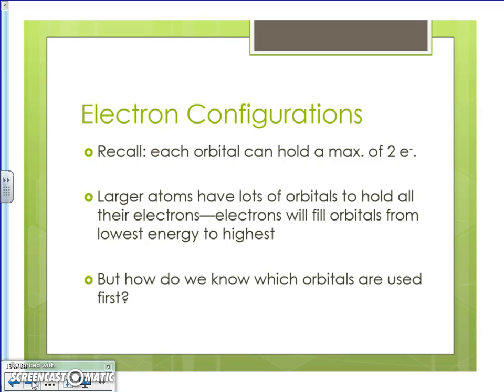So remember, each shape holds 2 electrons. Larger atoms have more orbitals, so they can fit all of those. It just kind of makes sense. If you have 2, you're not going to need that many orbitals. You're going to need 1 orbital. But if you have 50, you're going to need multiple. So electrons always fill from lowest to highest. But these two things together are why the potassium and calcium didn't quite work for what we were trying to do.